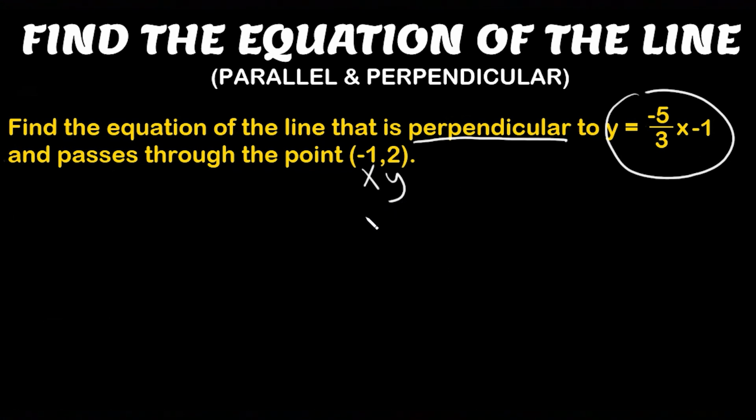And now we have to find the slope. Now they're talking about perpendicular. So we want to find the slope of the perpendicular line, meaning I have to take this slope right here, negative 5 over 3, and I have to flip it and change the sign.